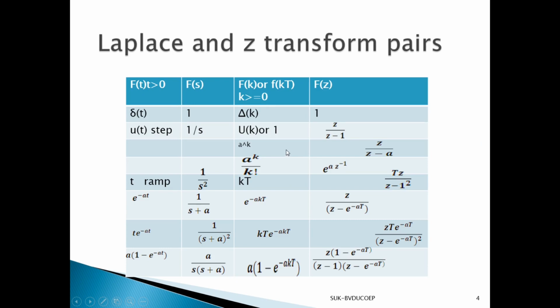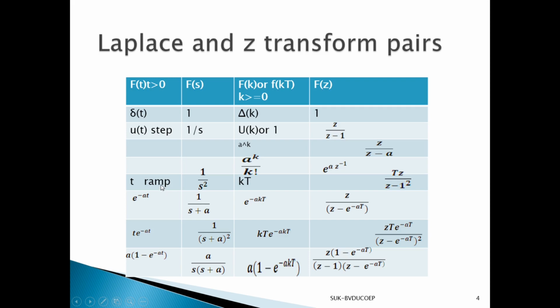An a raised to k signal can be written as z over z minus a. So for 1 raised to k, this was 1. Now instead of 1, if I had 2 or 3, then you have to write z over z minus 2, z over z minus 3 like that. a raised to k upon k factorial is e raised to a z raised to minus 1.